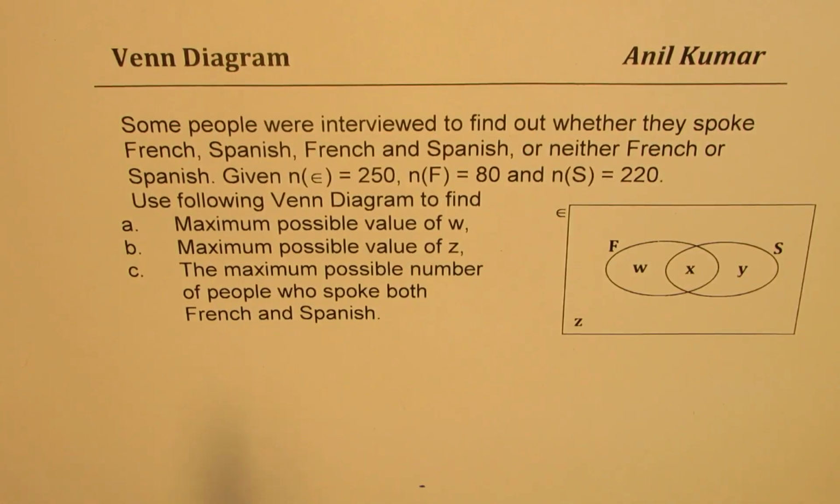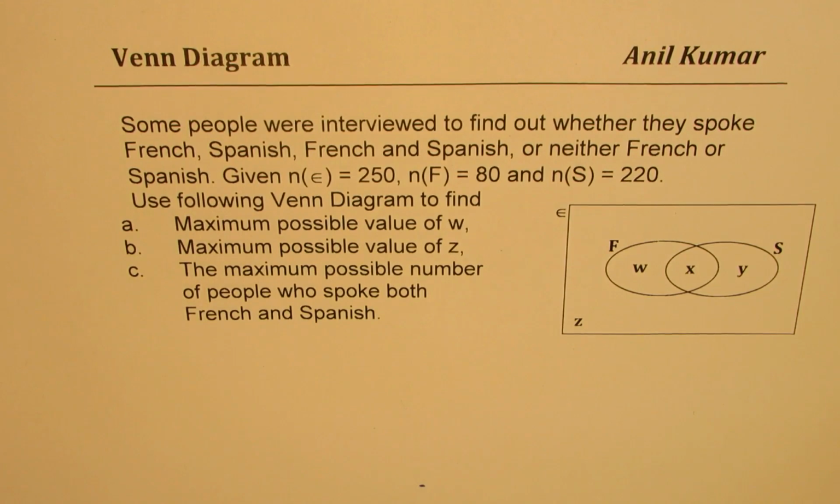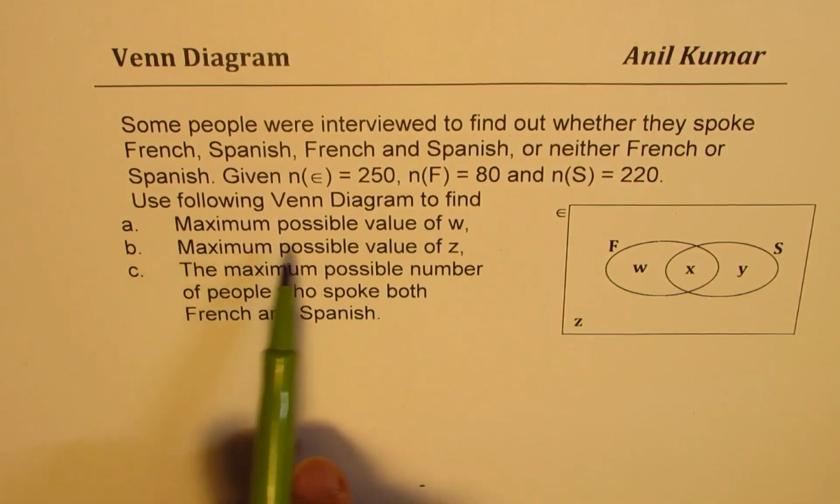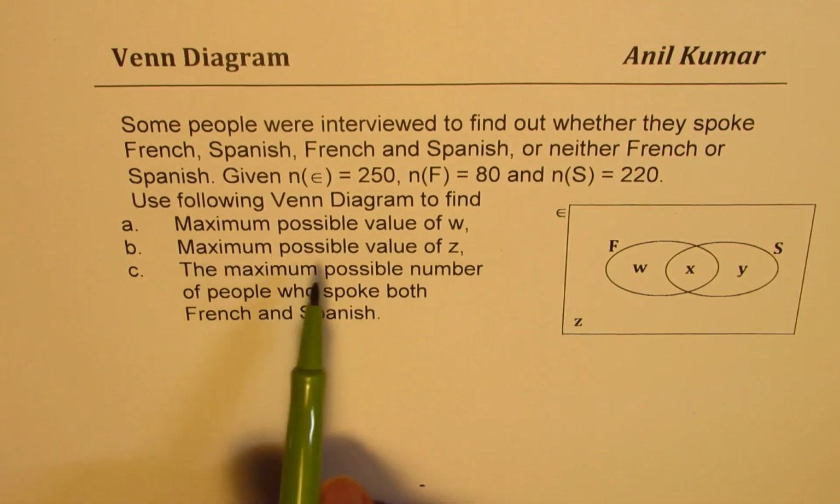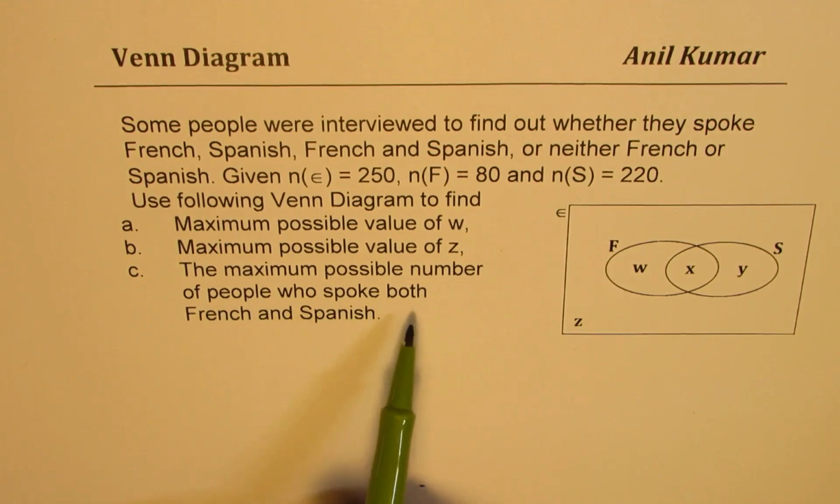The question here is, some people were interviewed to find out whether they spoke French and Spanish, or neither French nor Spanish. Given n of epsilon equals 250, n(F) equals 80, and n(S) equals 220, use the following diagram to find the maximum possible value of W, the maximum possible value of Z, and the maximum possible number of people who spoke both French and Spanish. That means X. So let's get back to this question.